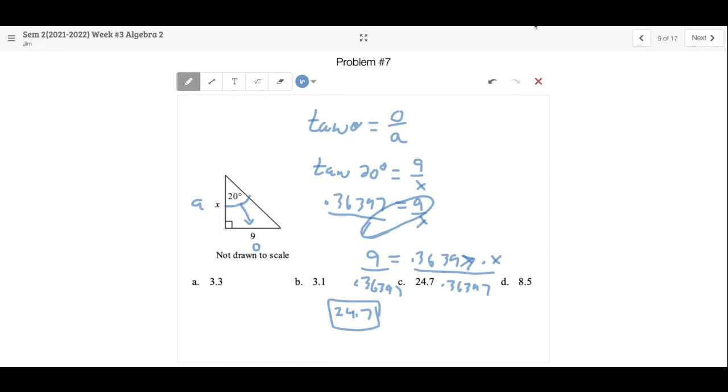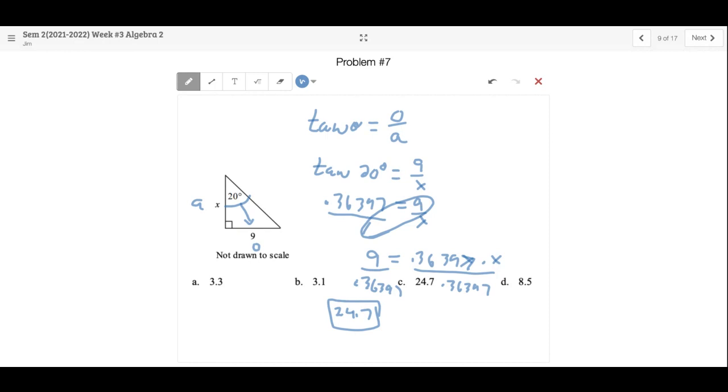And that triangle definitely is not drawn to scale, right? 26.31. What did I end up with? I ended up with 24.72. Now, it all depends on how much you round your tangent to. See how I took my tangent out 5 decimal places, 0.36397. Now, if you just did 0.36, it's not sine though. Remember, it's tangent. This is a tangent function. So if you did 9 divided by tangent of 20, you would have gotten it correct.